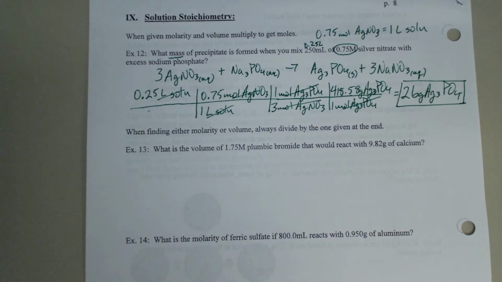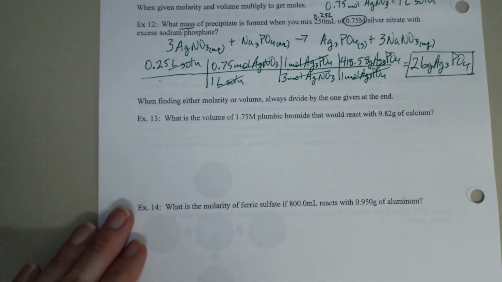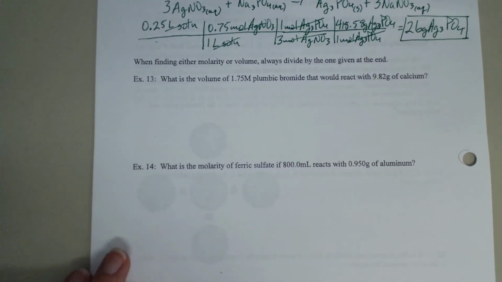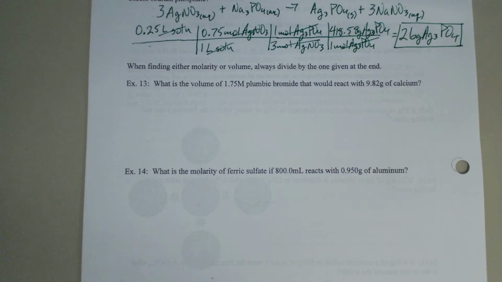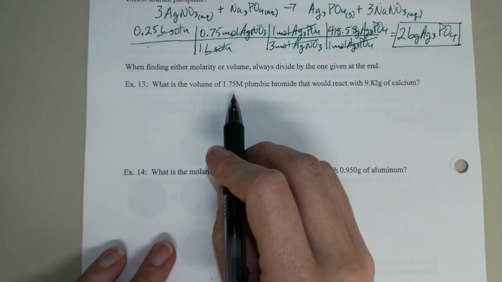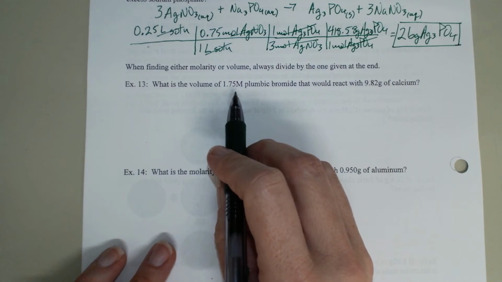Next thing says, when finding either molarity or volume, always divide by the one given at the end. I kind of disagree with that. I like to do it at the beginning because there will be a space at the very beginning where you can put a number if you want. So we're still going to go with the same premise that anytime you have molarity, you can use that as a conversion factor for moles equaling liters.